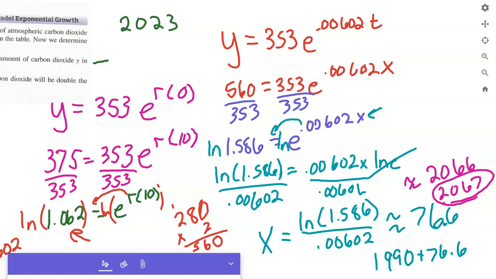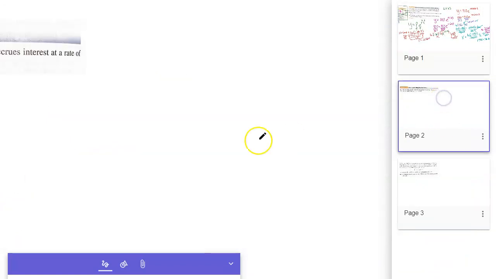And so there you go. That gives you a good prediction of when we have twice the carbon dioxide, based on actual data we have and a model we're predicting, because who knows, maybe it'll be linear. And so let's move on to the next problem.